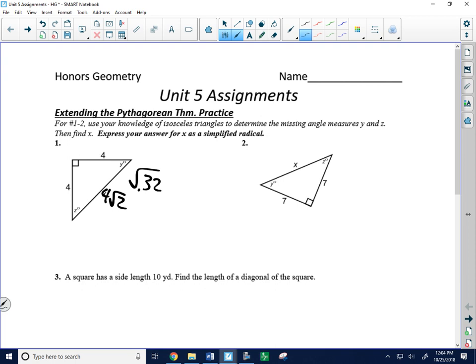One from yesterday. And hopefully you filled in y and z as well, because these are isosceles. These are both congruent. And if there's 180 and you use 90, you would have 90 left and you divide by 2, and so they're both 45. Then you probably did this one, and you should have gotten 7 radical 2.